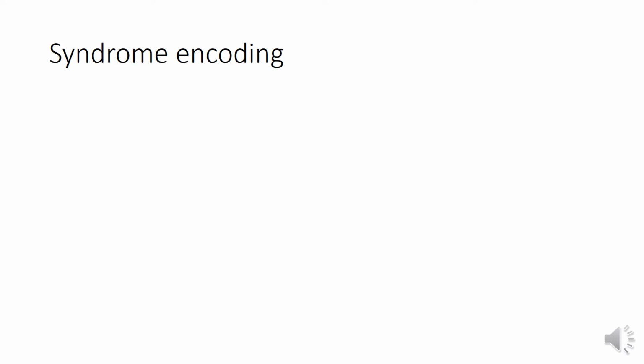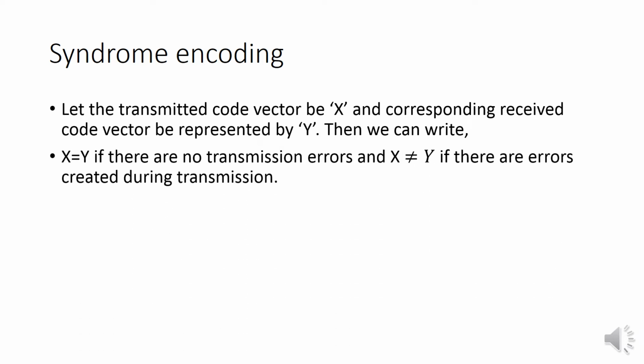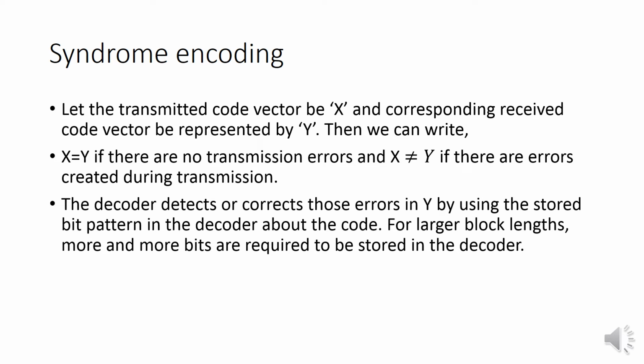Then syndrome decoding. Let the transmitted code vector be x and the corresponding received code vector be represented by y. Then x is equal to y if there are no transmission errors, and x is not equal to y if errors are created during transmission. The decoder will then detect and correct the errors in y by using the stored bit pattern in the decoder for the particular code word. For longer block lengths, more and more bits are required to be stored in the decoder.